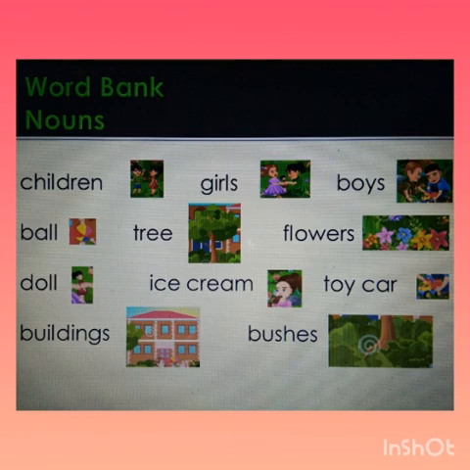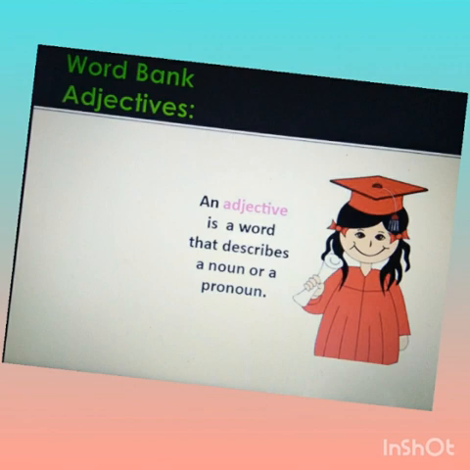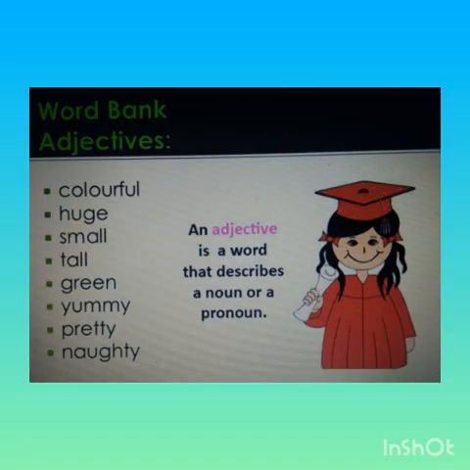Okay, next is the word bank for adjectives. For adjectives, first of all, we need to know what adjectives are. An adjective is a word that describes a noun or a pronoun. So here we go. Can you see any colorful thing in that picture? You must think about it. Colorful trees? No. Yes, there are colorful flowers in this picture.